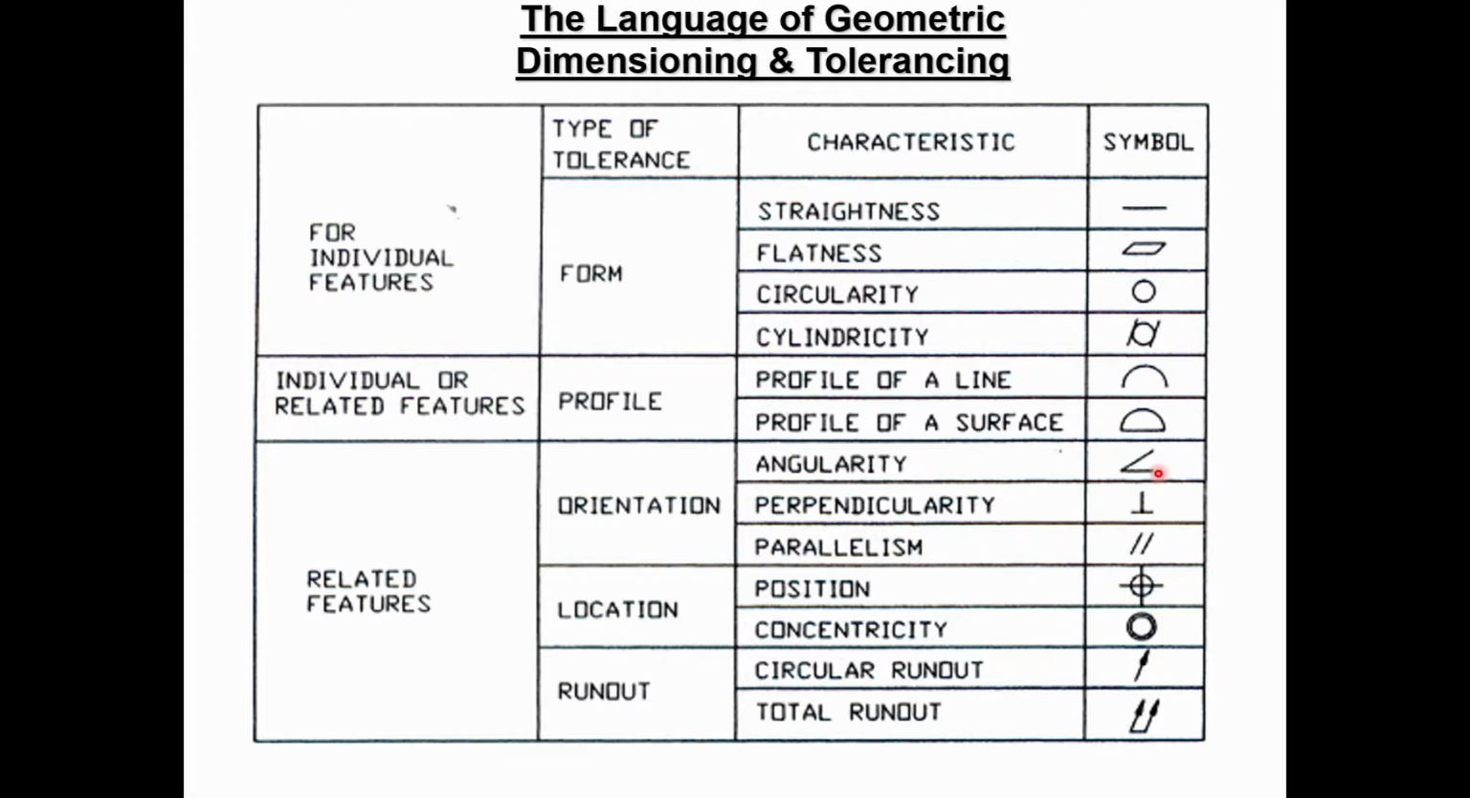Angularity, obviously, the angle is important. Perpendicularity is the same as angularity, but it is referencing to 90 degrees. Parallelism, that's somewhat self-explanatory. As far as location, now this gets a little bit funny. So we have position, which is going to give us the absolute position of the center of the hole, versus concentricity, which is going to look at the entire shape of the hole and that it falls within its tolerance.